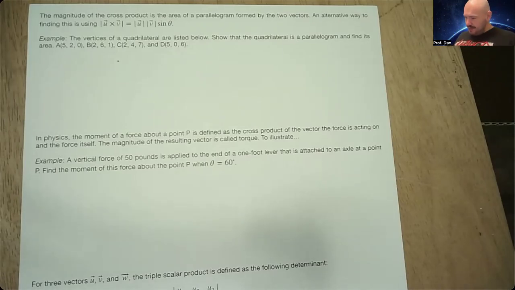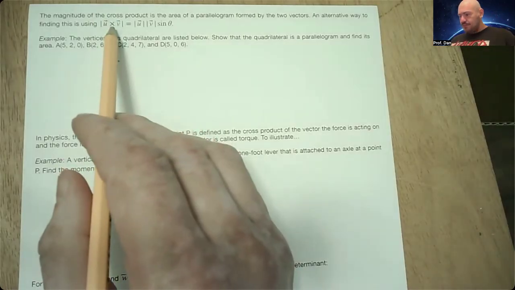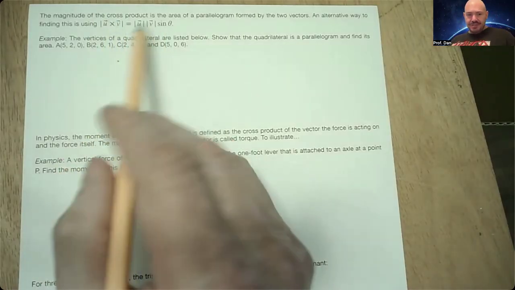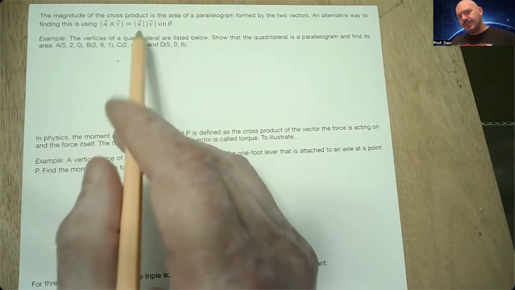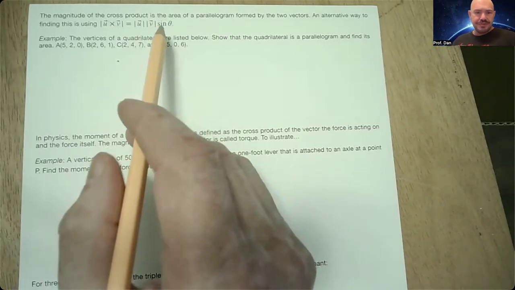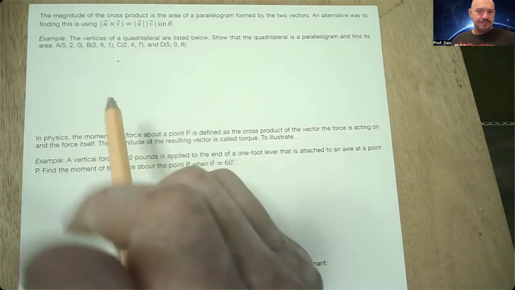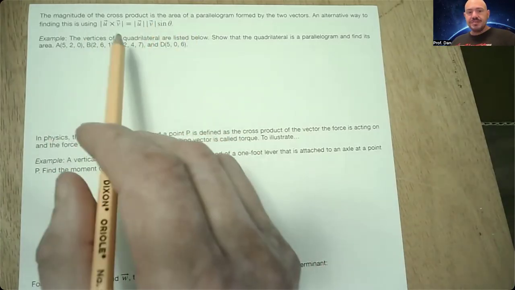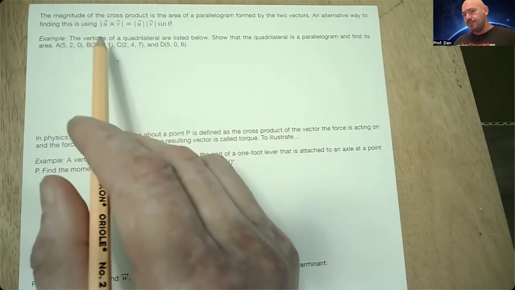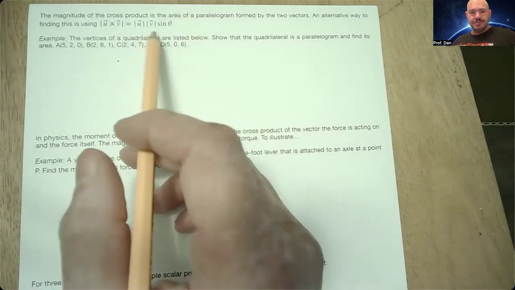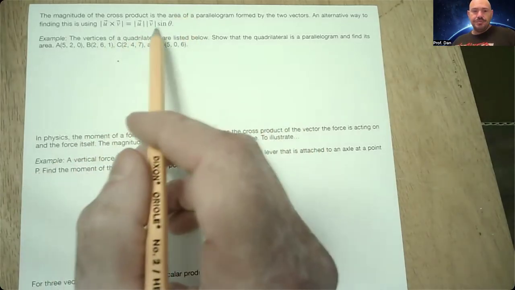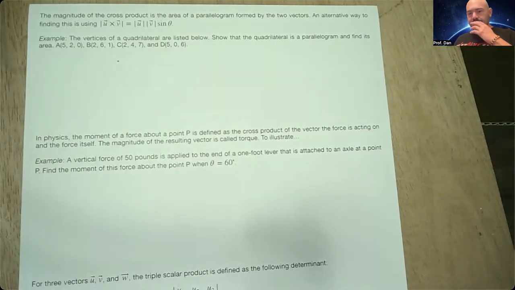An alternative way of finding the magnitude of the cross product is using this formula. Notice it looks a lot like the dot product formula. The major difference is that we're using a sine instead of a cosine. And again, this only tells us the magnitude. It doesn't actually give us the cross product. But if we only want the magnitude, then this is a shortcut as long as we know the angle theta. If we don't, then we kind of just have to find the cross product and get the magnitude.